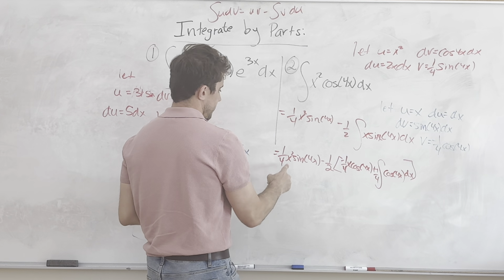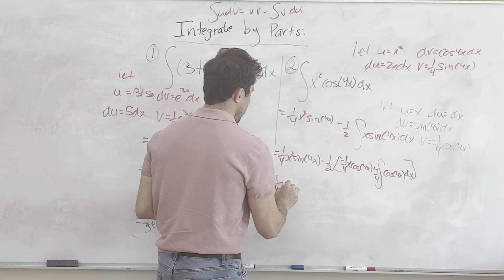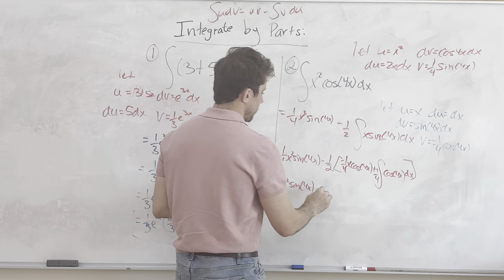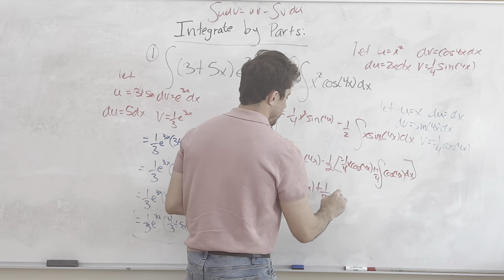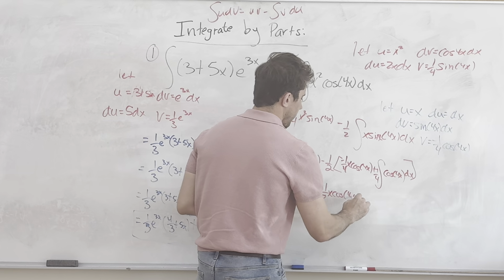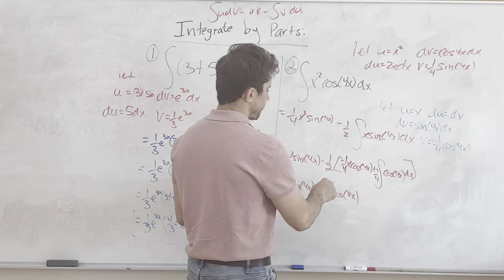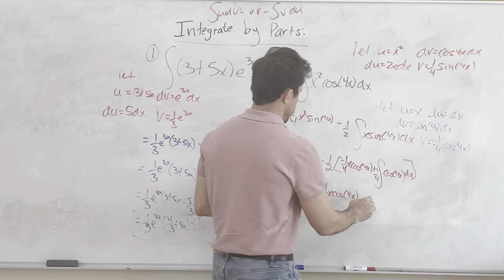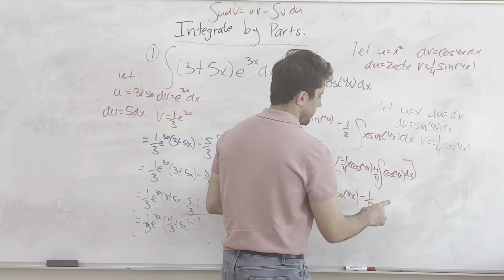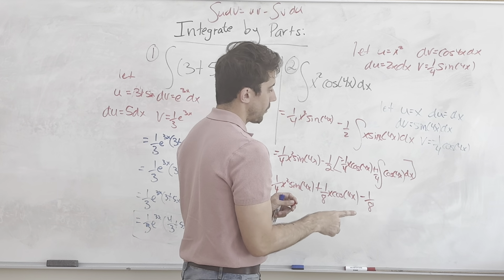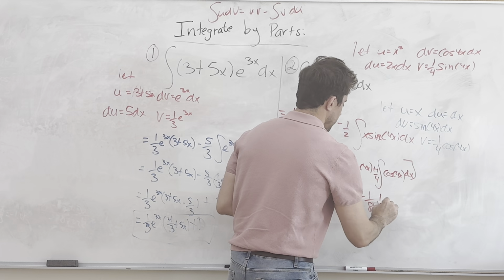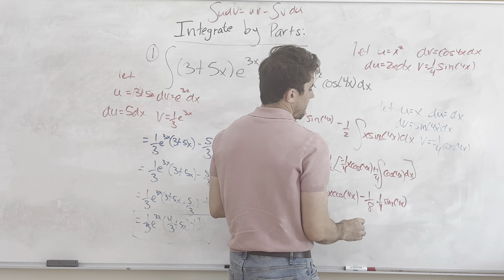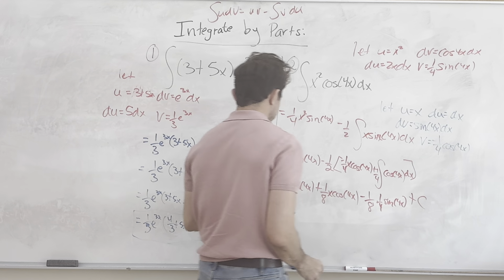So in the end, we'll have this first term from the first step, 1/4 x squared sine of 4x. Minus 1/2 times negative 1/4 means plus 1/8 x cos of 4x. And then we'll have minus 1/2 times positive 1/4, that's minus 1/8. The integral of cos 4x is 1/4 sine of 4x. And then we can do plus c at the end.